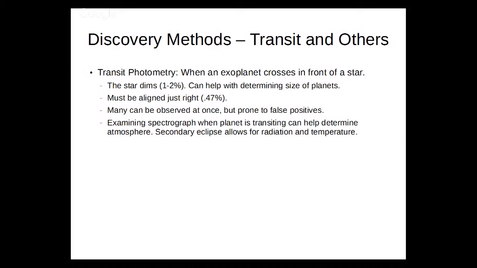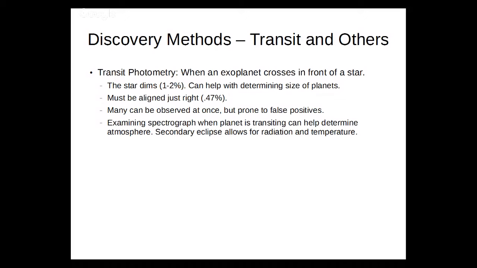We can also use a spectrograph like we're using in the other method, the star wobble method, when a planet is transiting, to determine its atmosphere. We know the light signature of that star, and we subtract that from the light that comes through the very edge of that planet. And we can now detect the atmosphere. We can see if there's an atmosphere, for one, but then we can also detect the composition of that atmosphere based on the lines that come through on the spectrograph.